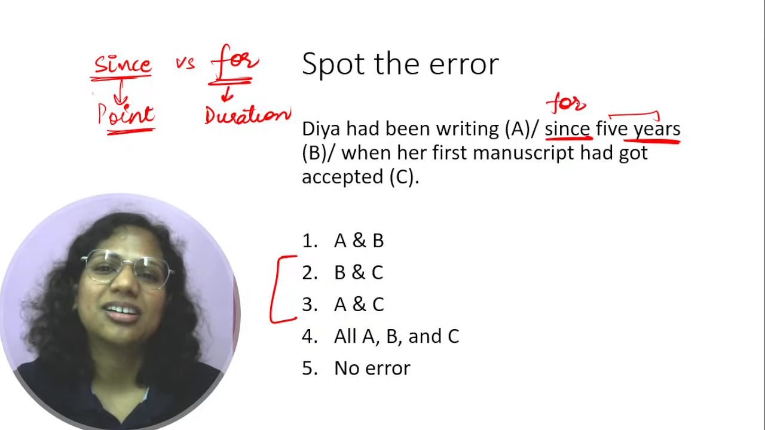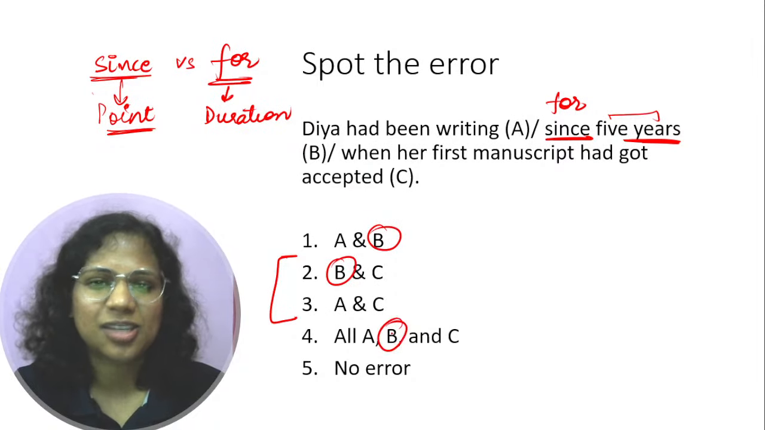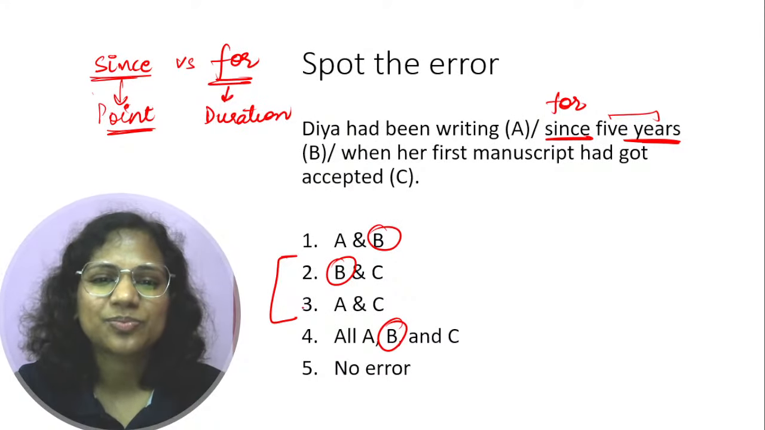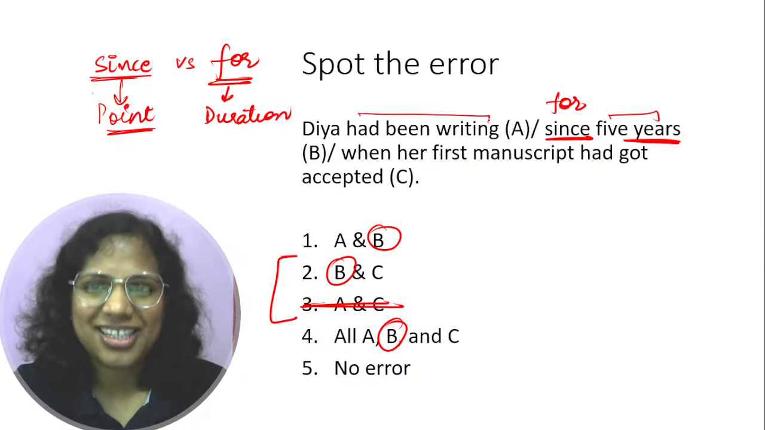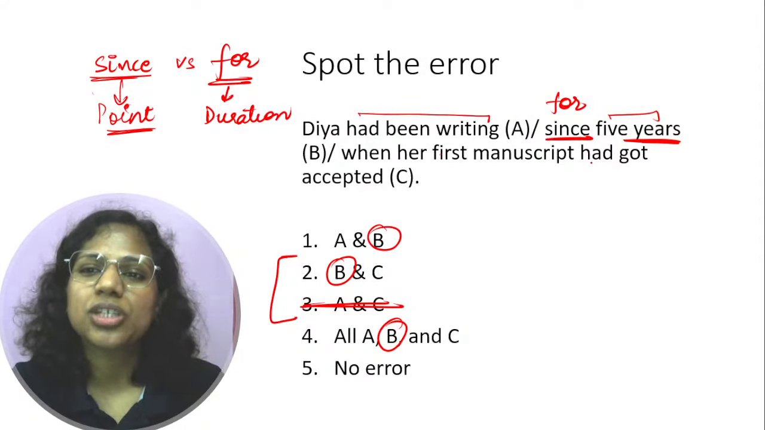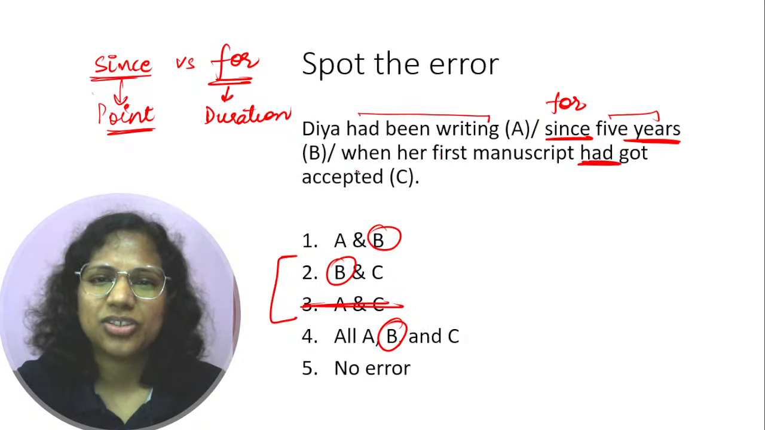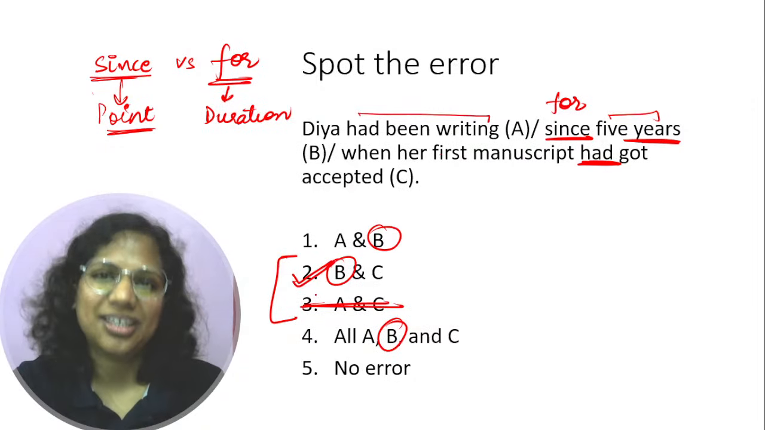4 आना चाहिए था. तो अब 4 आना चाहिए था. So that means B is erroneous definitely. 3 is not the answer. Now, Diya had been writing for 5 years when her first manuscript had got accepted. Is had got correct here? No, this is the erroneous part, and that's why 2 is the answer here.